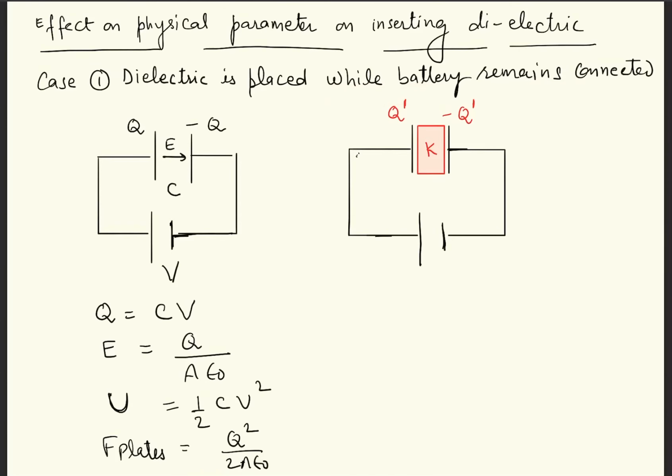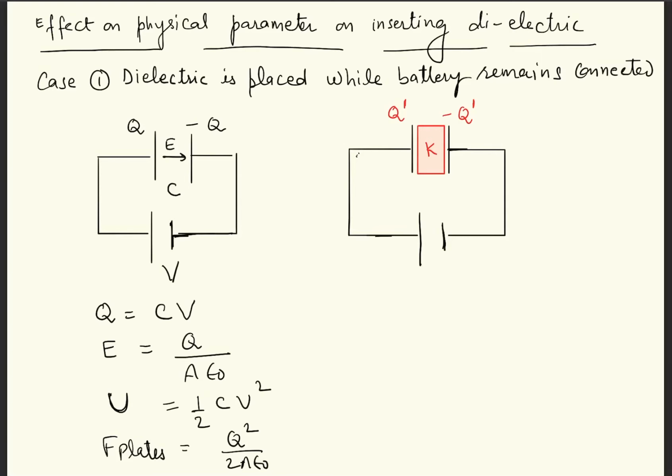So this is the initial situation. There is a capacitor of capacitance C and battery of potential difference V is connected across the plates of the capacitor. So initial charge on the capacitor will be equal to CV. Electric field inside capacitor, or you can say electric field between the plates of the capacitor, will be Q divided by A epsilon naught. You people know this. Energy stored in the capacitor will be half CV square, and force between plates of the capacitor will be Q square by 2A epsilon naught.